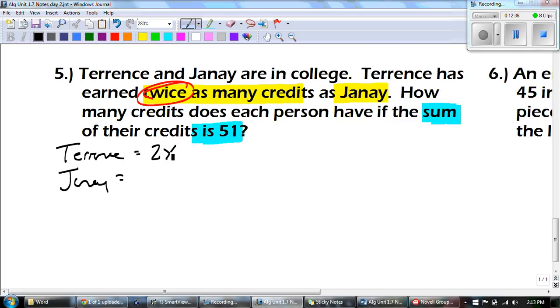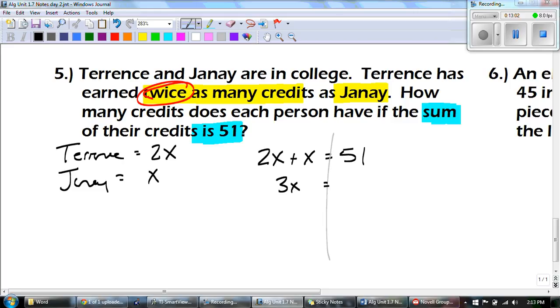Okay, so Terrence has twice as many. That's 2 times as many as Janae. Remember that we need to have x for both of them to make sure we can solve. Okay, so together, the sum, that means I'm adding the two together, equals 51. Okay, go ahead and combine like terms.